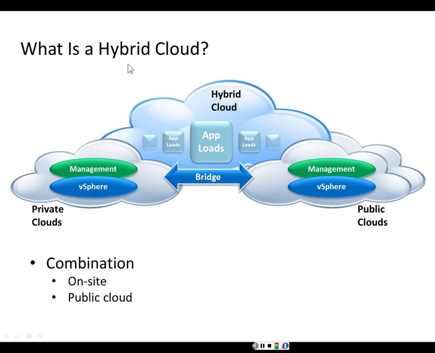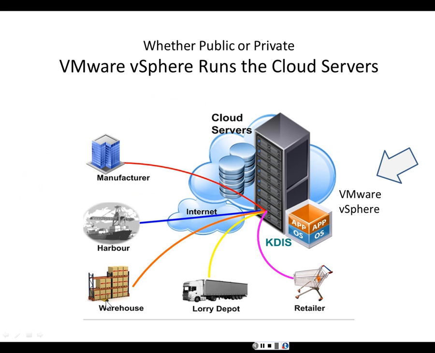At CCBC, we use a hybrid cloud. Most of our stuff is on our own data center servers, such as the student grades. But we also have public cloud servers. For example, Blackboard is located on a cloud server. A hybrid cloud is where an organization makes use of both on-site as well as public cloud servers. But whether it's public or private, VMware vSphere is the software that runs the cloud servers.